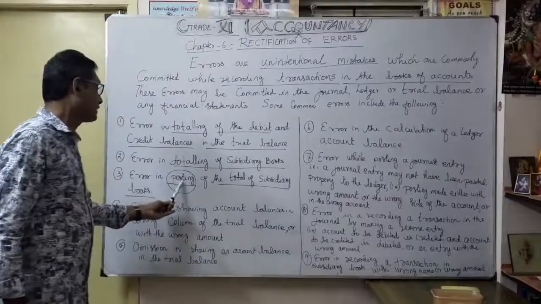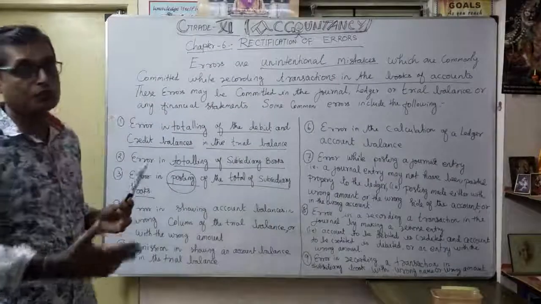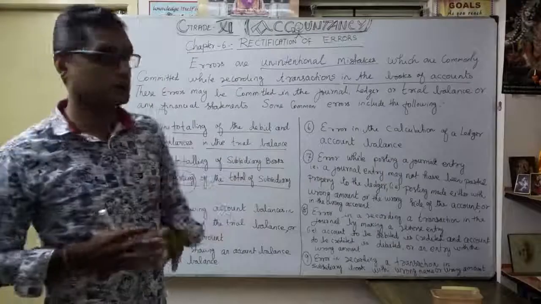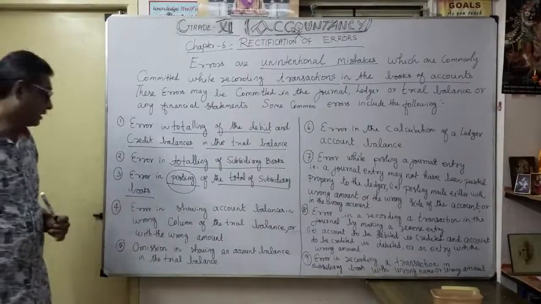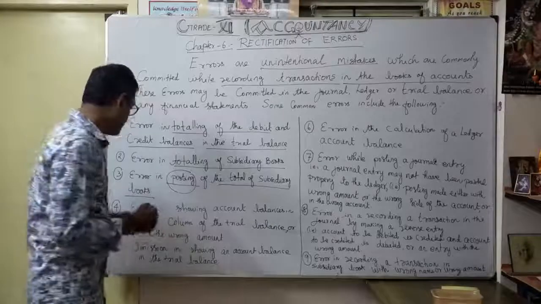Error in posting of the total of the subsidiary book. So you entered a wrong total taken from the subsidiary books into the main account. So that's the third possibility of error. Understood? Then the fourth one, error in showing account balances.